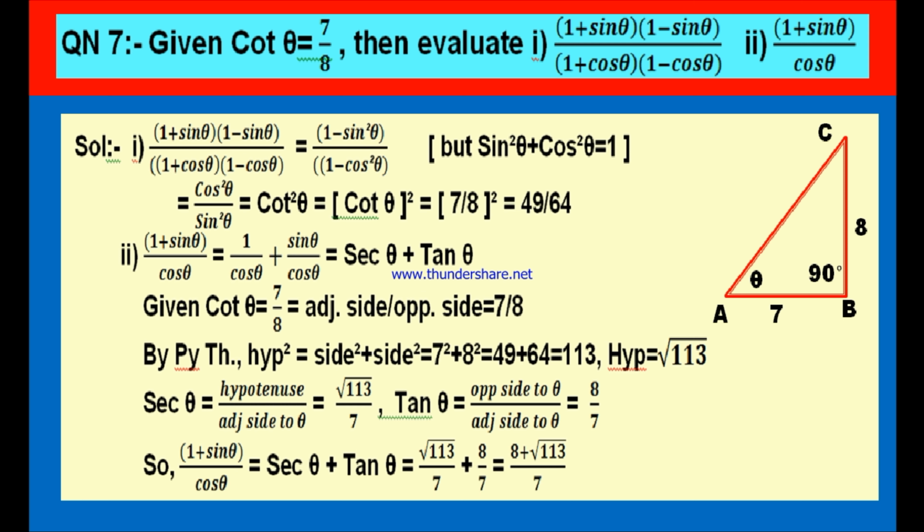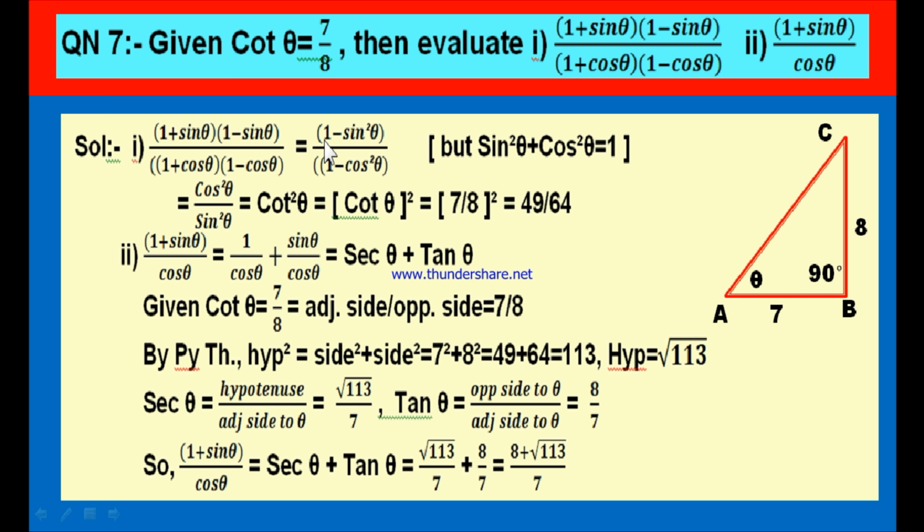From this identity, how can you substitute 1 minus sin square theta? Here sin square theta plus cos square theta is equal to 1. If we take the sin square theta to the other side, then cos square theta is equal to 1 minus sin square theta. Therefore, in the place of 1 minus sin square theta, you can write cos square theta.